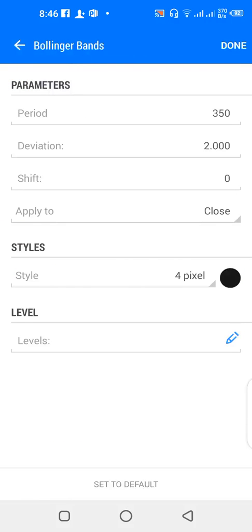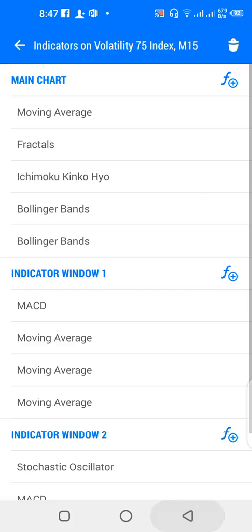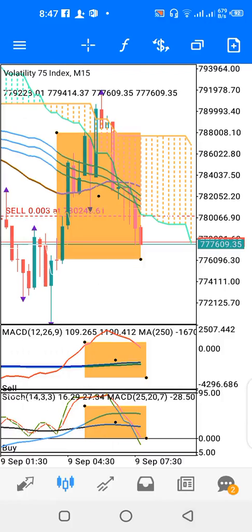Then you have another Bollinger Bands. The period is 350, the deviation is 2.0, the shift is 0, apply to close, and the color is black. Let's go quickly to the main chart.